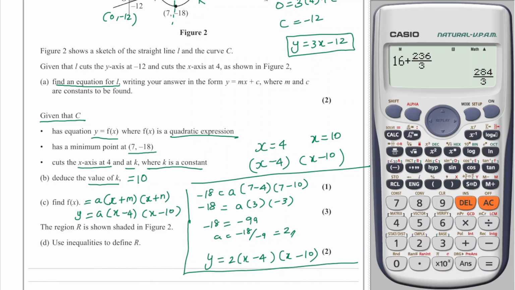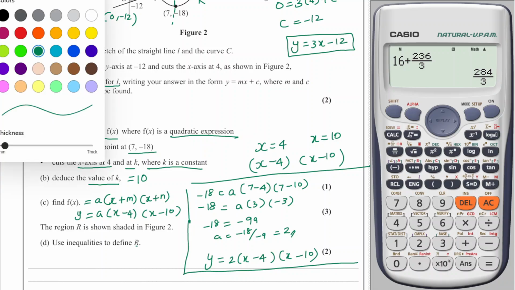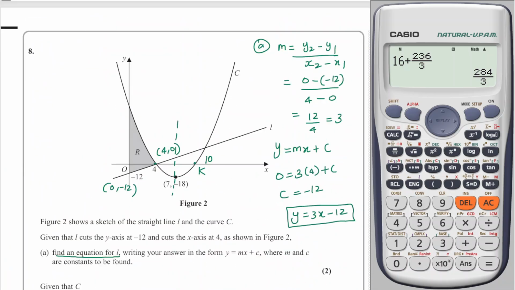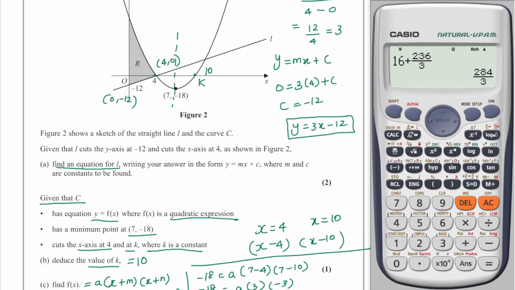Now I need to use inequalities to define R. That is my D part. When I look at this, the region is below the quadratic curve. So this is the D part, and I need to use the inequalities. For the quadratic equation, I can use y is less than.